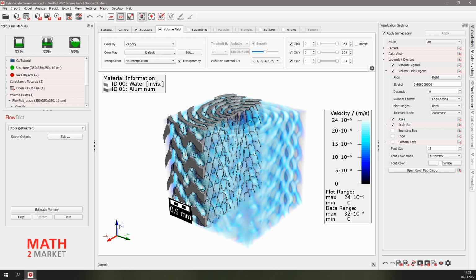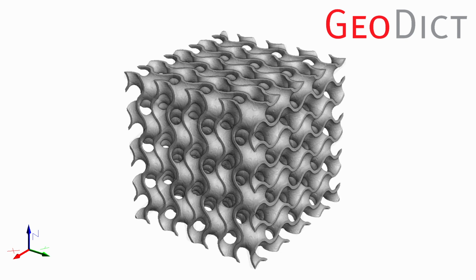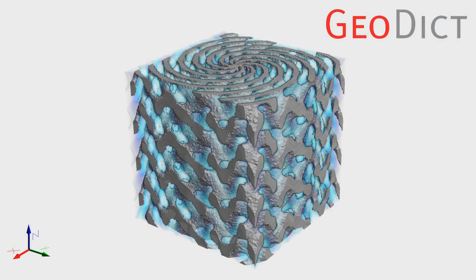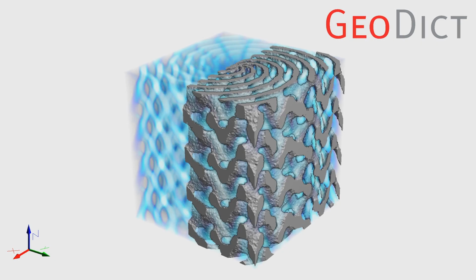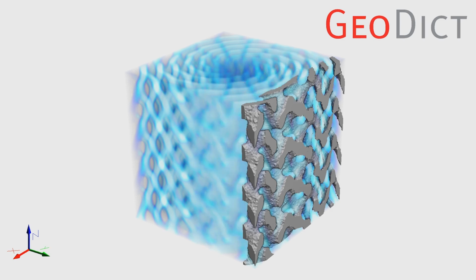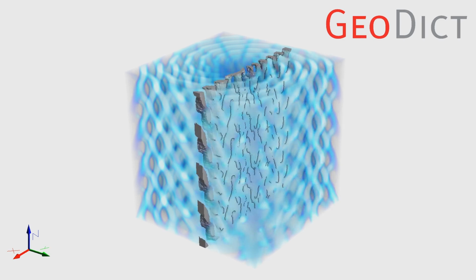This is the end of this video tutorial. I showed you the new predefined grid structures in GeoDict 2022 and how to roughen the surface of a structure and run a flow simulation. Finally, we visualized the flow field with transparency.